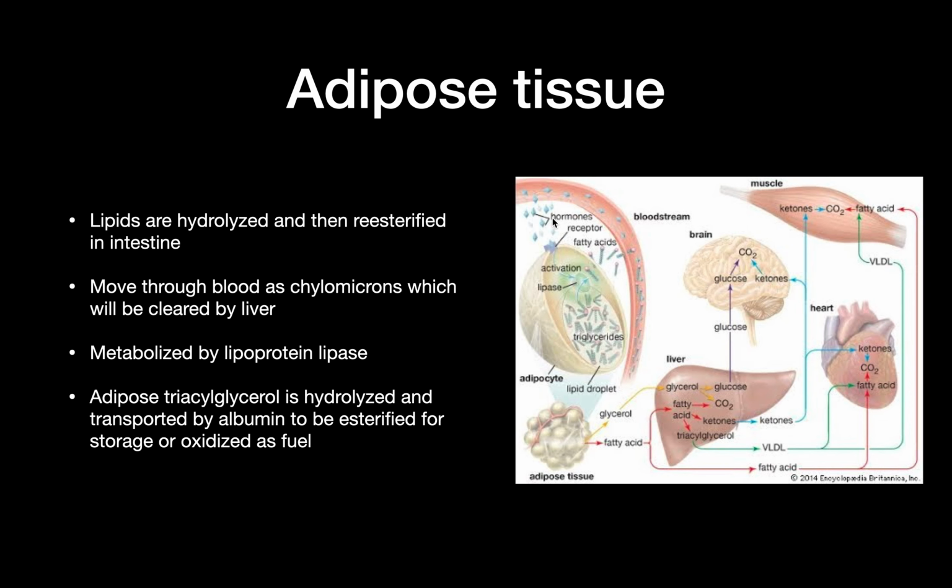So just know that once ingested, the enterocytes will hydrolyze and then re-esterify the lipids into chylomicrons, which will be transported essentially to the liver, and then from the liver it goes everywhere else, such as here to the brain, to the heart, to the muscle.